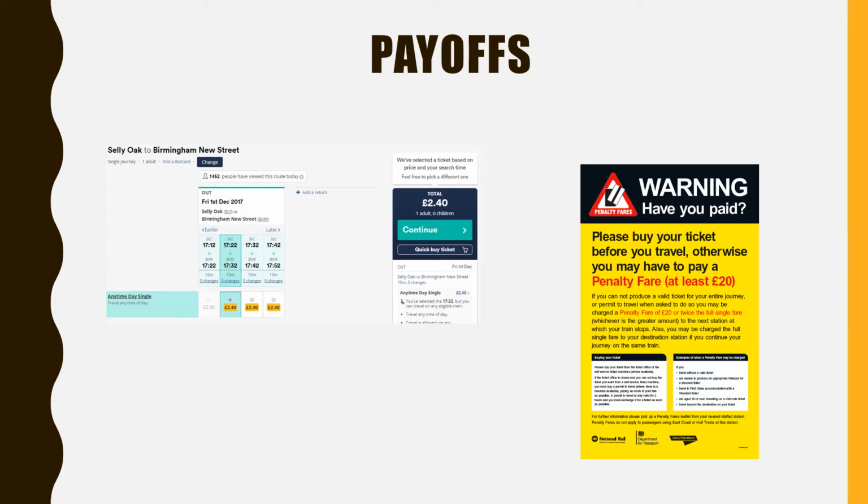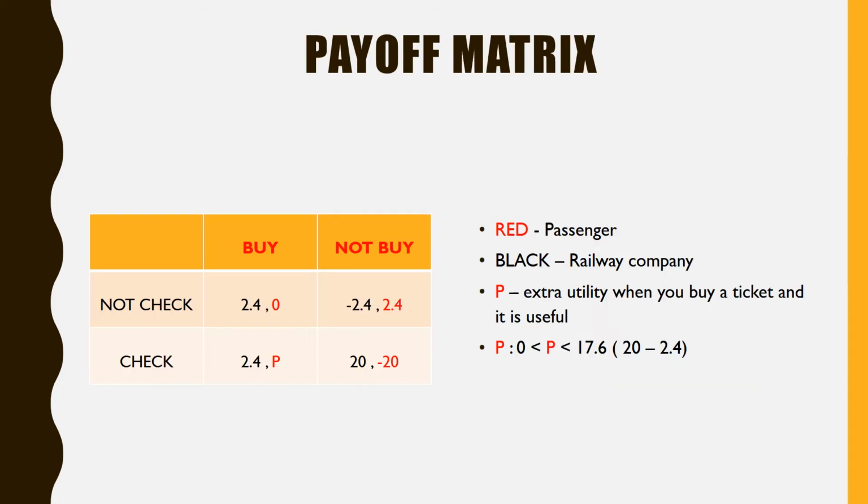Now, payoffs of different actions can be presented in terms of prices for tickets and penalties for not having one. Here we can see the payoff matrix. The price of a ticket is 240, the penalty is 20, and I have also used the parameter P for the passenger's payoff when buying a ticket and having it checked. I decided to use it as you get a slightly higher payoff when the ticket is checked. As you know, you couldn't avoid paying for the ticket, but you could get fined if you didn't have it. So P can take values between 0 and 17.6.